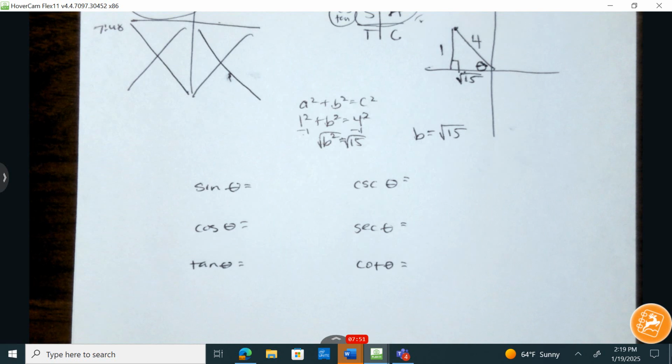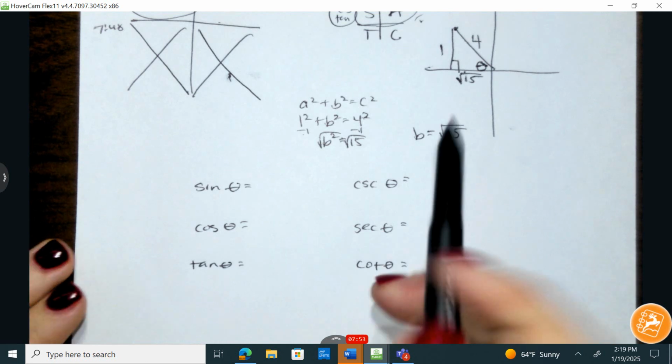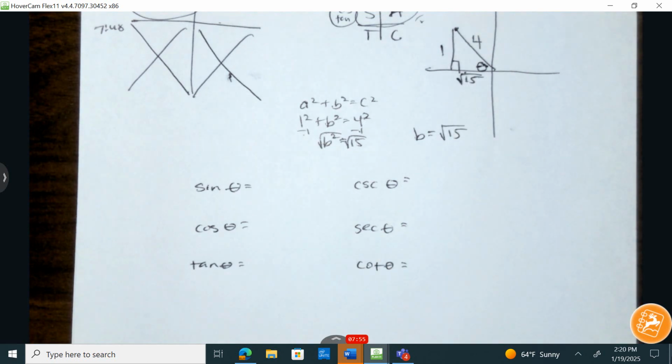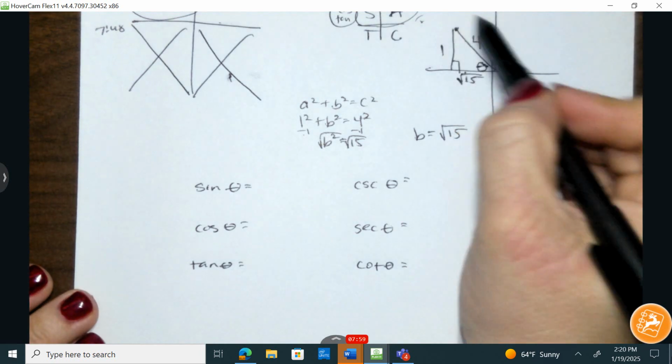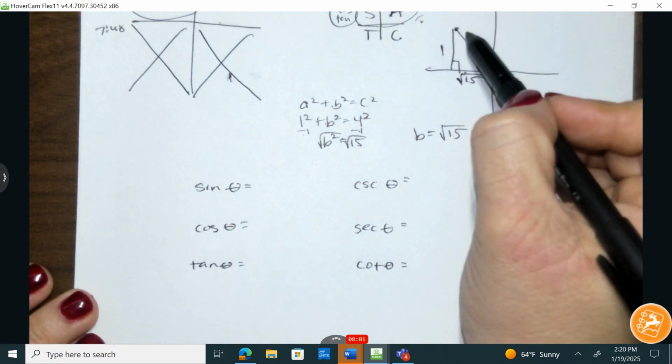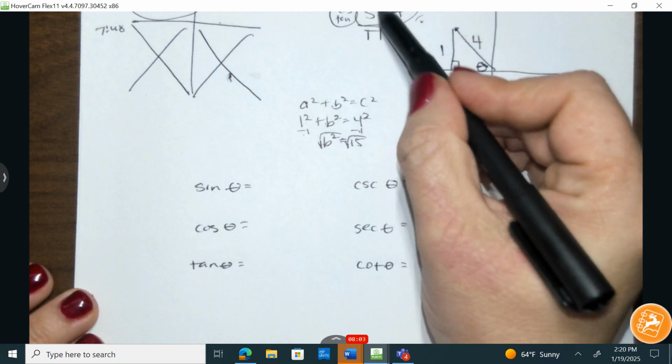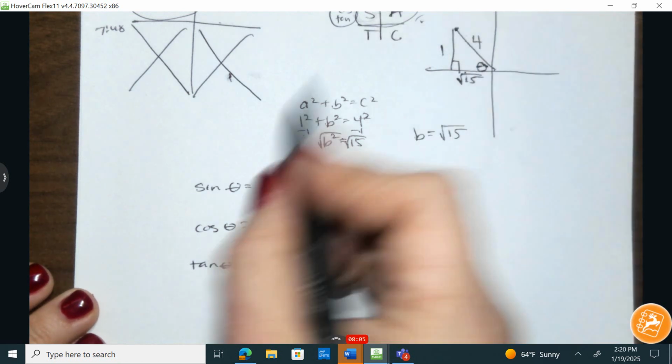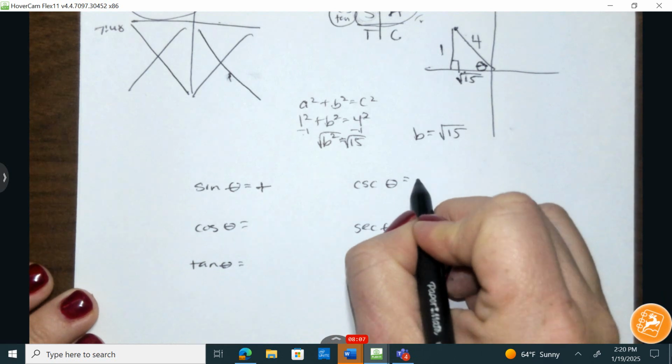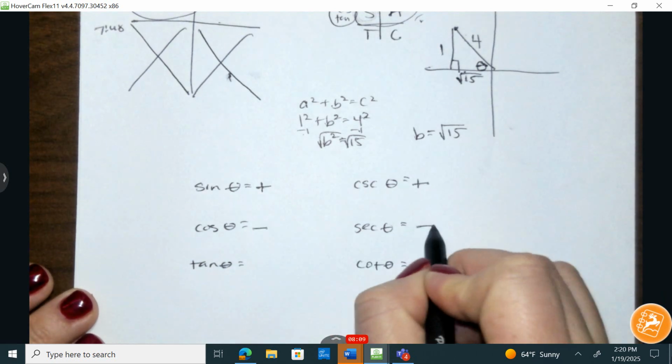Before I begin, I want to focus on where this terminal angle is. And really when we say terminal angle, we're referring to where the endpoint is. This endpoint lands in quadrant number 2. In quadrant number 2, only the sine and its reciprocal are going to be positive. So positive sine and its reciprocal. Everything else will be negative.